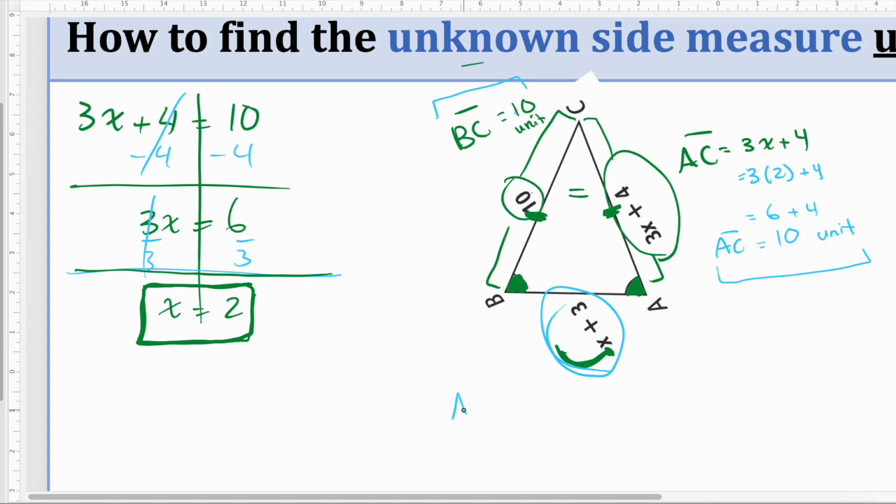Now the side AB. Sides are always two letters. From A to B, you can make a side, which is a line. AB, they gave it to me as x plus 3. Again, use the same value of x, which is 2. Is it supposed to be equal to these two sides? Of course not. It should be different. Okay? 2 plus 3 is 5. And that's the value of AB.